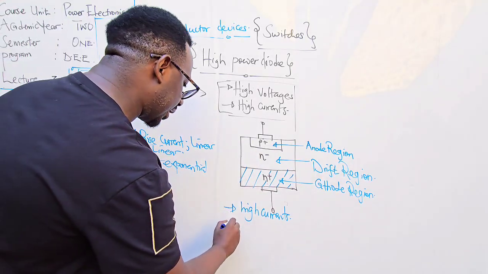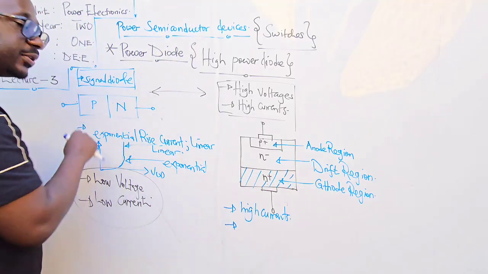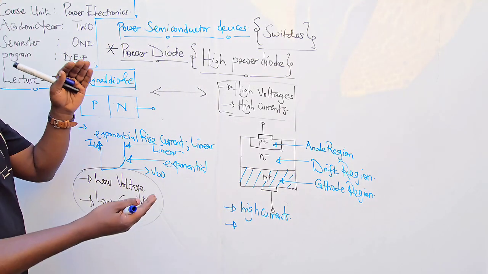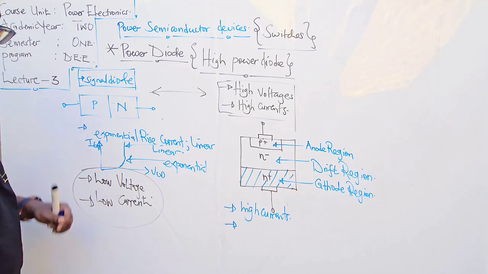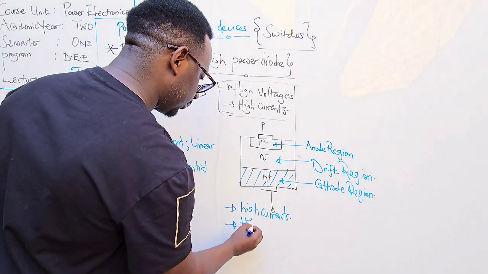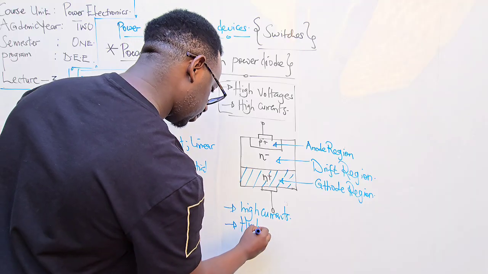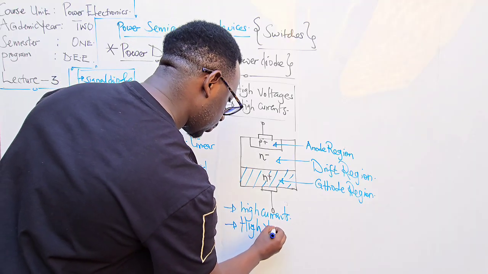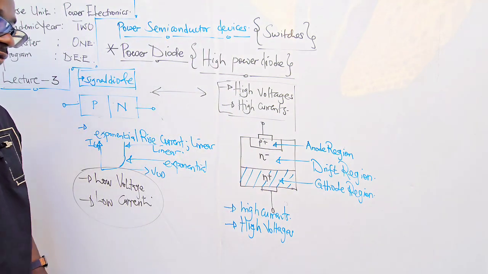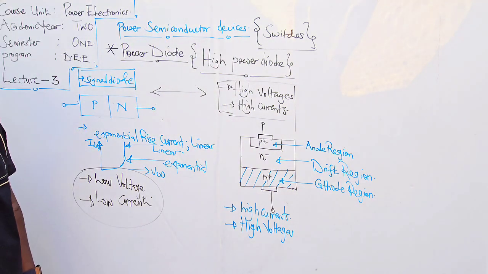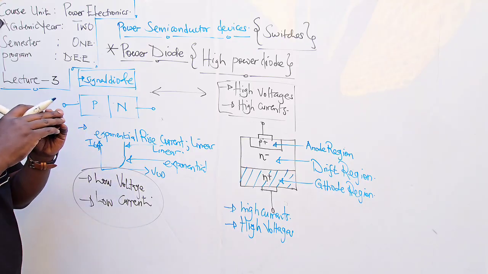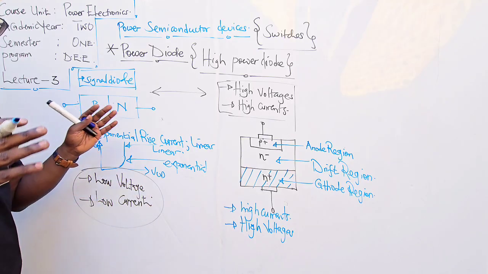It creates a large depletion region for the voltage in reverse bias. It creates a large depletion region that allows the diode to handle high voltages without breaking down, without exceeding the reverse breakdown voltage. Guys, the rest is almost the same.